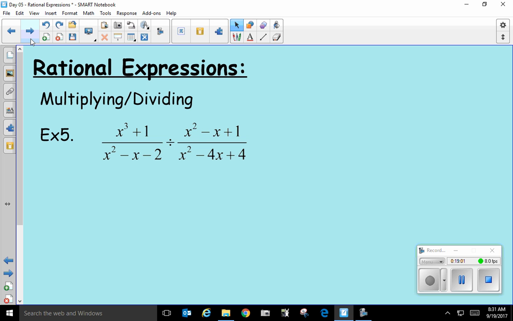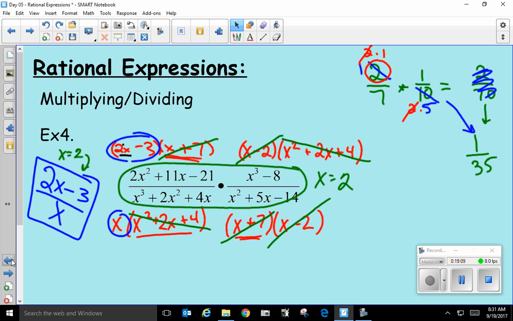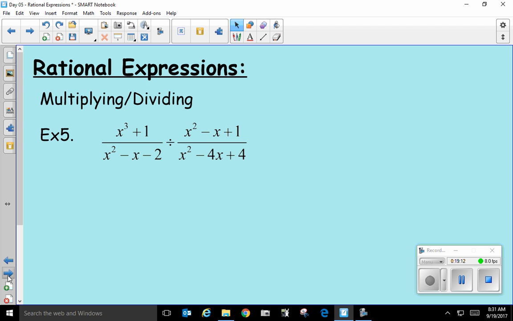But what's one thing I need to do first? This is division instead of multiplication. I cannot cancel tops and bottoms unless it's multiplication. Yes, I can turn this into multiplication by flipping the second fraction.